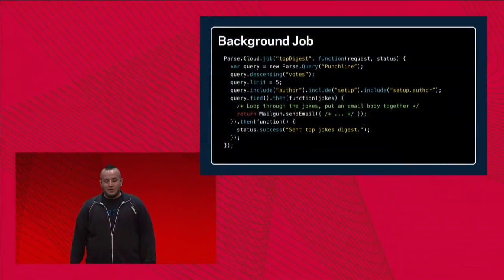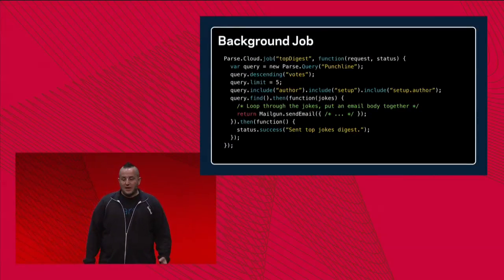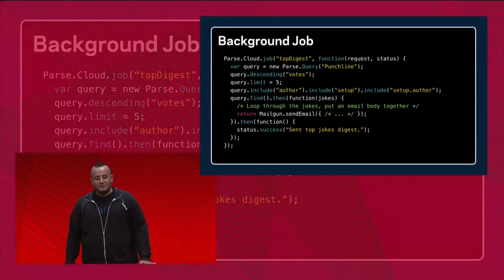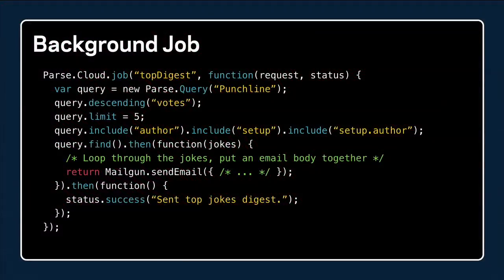website. For our AnyJoke example, you could have a background job which puts together a daily digest of the best jokes and sends users a nice email. So let's take a look at what that might look like. So we'll make a background job that finds the top 5 voted punchlines and sends them. You define a background job with Parse.Cloud.job, give the job a name, and give it the function that will do the work. So similarly to before, this gets 2 parameters.